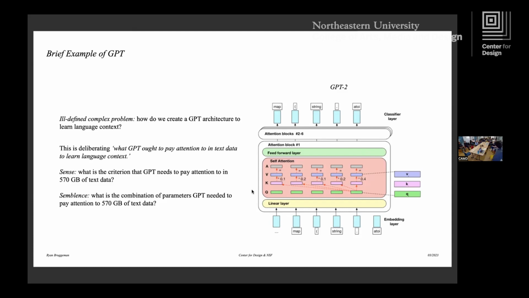And so by going through the design, we ask, what is the criterion that GPT needs to pay attention to in 570 gigabytes of text data? What is the combination of these parameters GPT needs to pay attention to? And so all of these things, whether we want to pay attention to certain aspects and sentiment and issues, right? You make these decisions early on. A model is going to be contextualized early on in what it's paying attention to. And it's going to scale up.